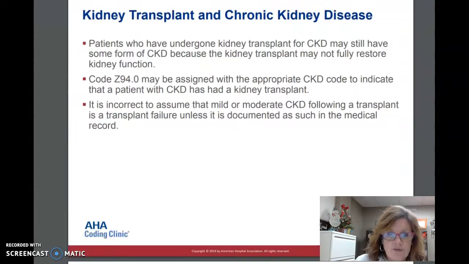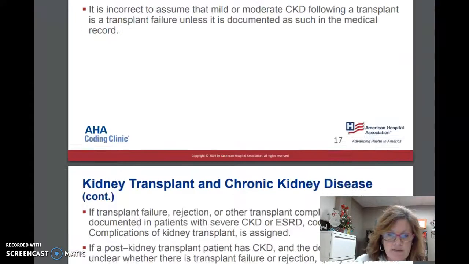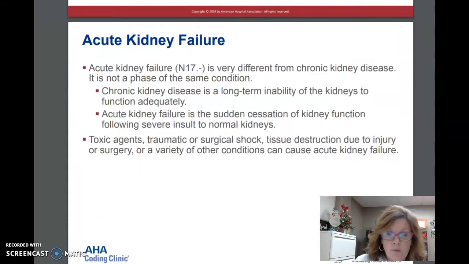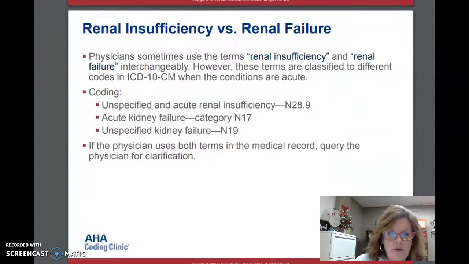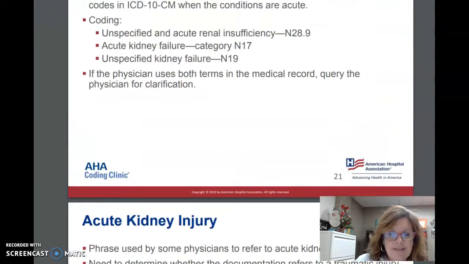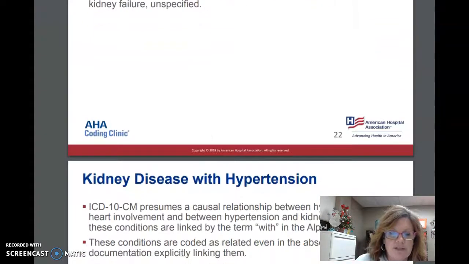All right, so then there are codes for kidney transplant. Acute renal failure, again, N17, and chronic or acute. Renal insufficiency versus failure, okay? These pretty much are used, again, interchangeably. If you look here, we have acute renal failure, N17. Insufficiency could be N28, kidney failure, N19, unspecified. And a lot of times, like I said, you may have to query the physician for these.